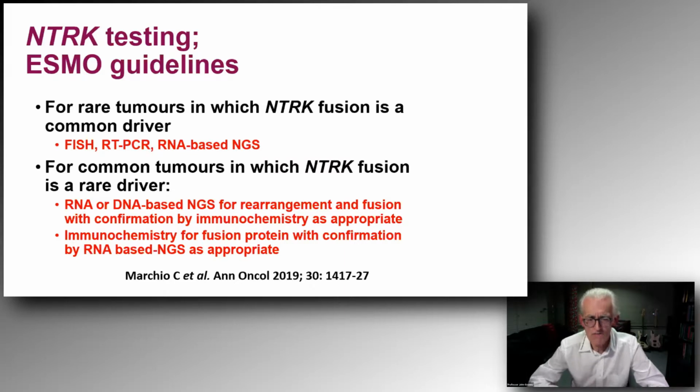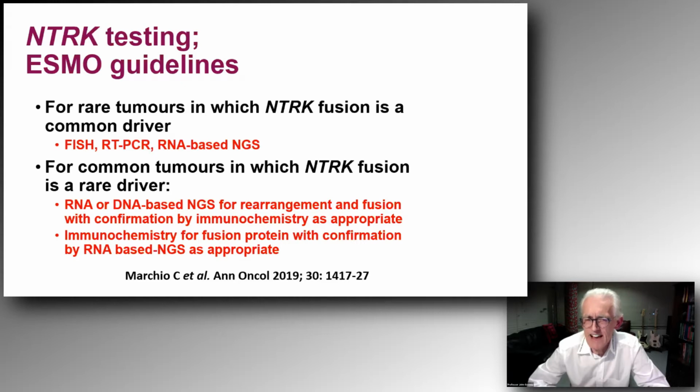Now, if we're thinking about common tumors in which NTRK fusion is a rare driver, then we have to take a different approach. And you will see the guidelines will tell you that you have an alternative. If you have access to NGS, which of course we will all do shortly, we do in fact already have access, and we've been testing for NTRK fusions in the Northwest for a while, as I'm sure Helene and Emma will tell you shortly, then that really is the best option. Ideally RNA-based rather than DNA-based. It's a more sensitive application for looking for gene rearrangement and fusion. But you will see the guidelines tell you that confirmation by immunochemistry can and should be used as appropriate.